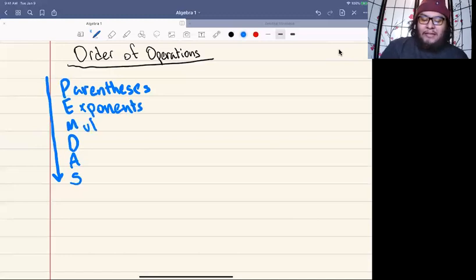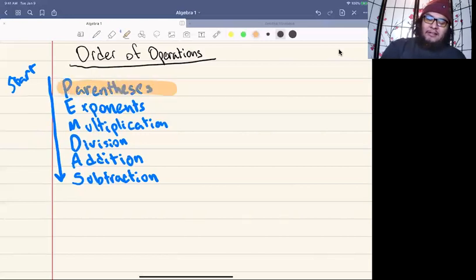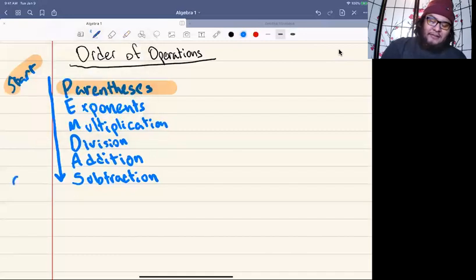The M stands for multiplication. The D stands for division. A is for addition. I cannot remember if it has 1 or 2 T's. I think it only has 1. Subtraction. All right. You start here. So this is the first operation right here. And then the last operation is over here, and you end there.